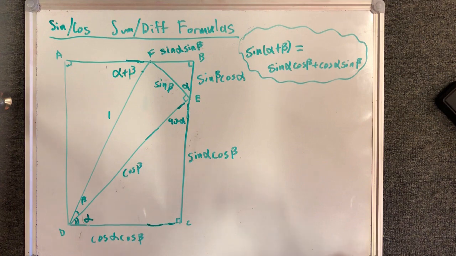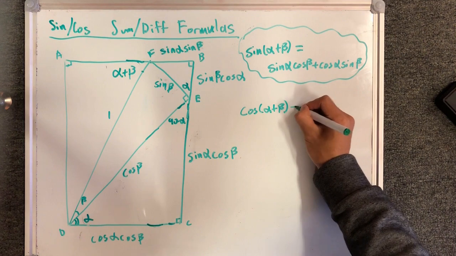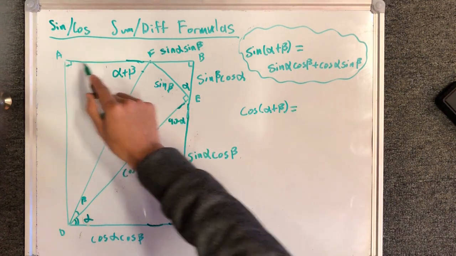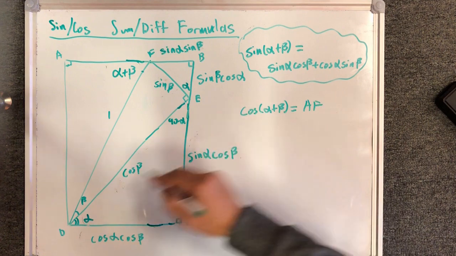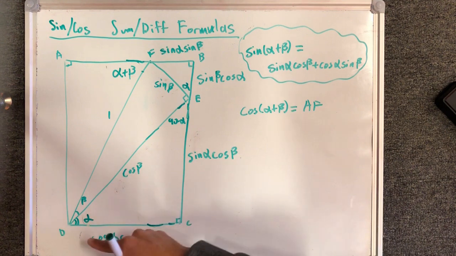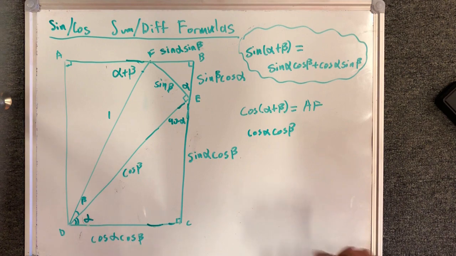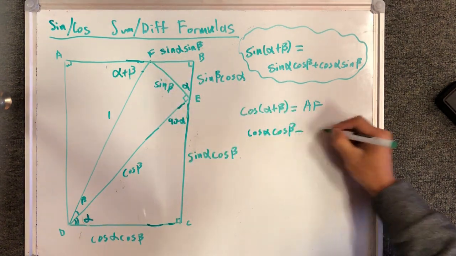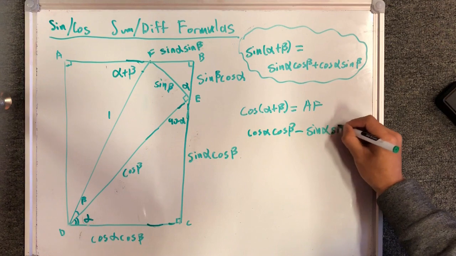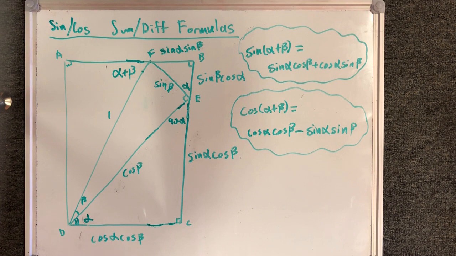To get the sum formula for cosine, let's just take the cosine of alpha plus beta. This is equal to AF over DF, which is 1. Now, AF must be the length of DC minus FB. So, DC, we found out, was cosine alpha, cosine beta, and FB was minus sine alpha, sine beta. And here we have the sine and cosine sum formulas.